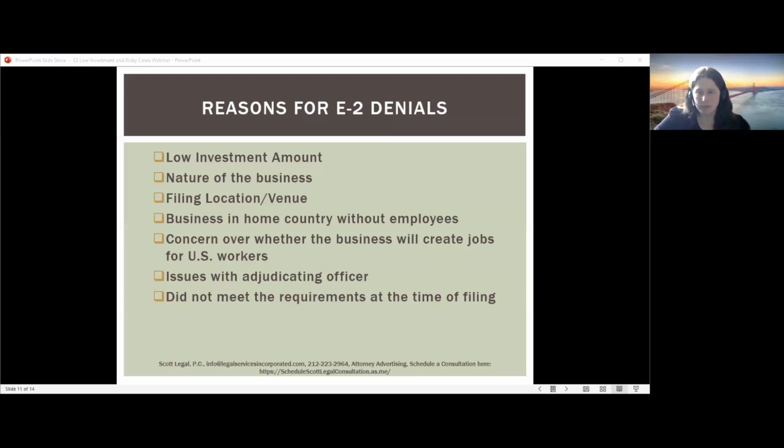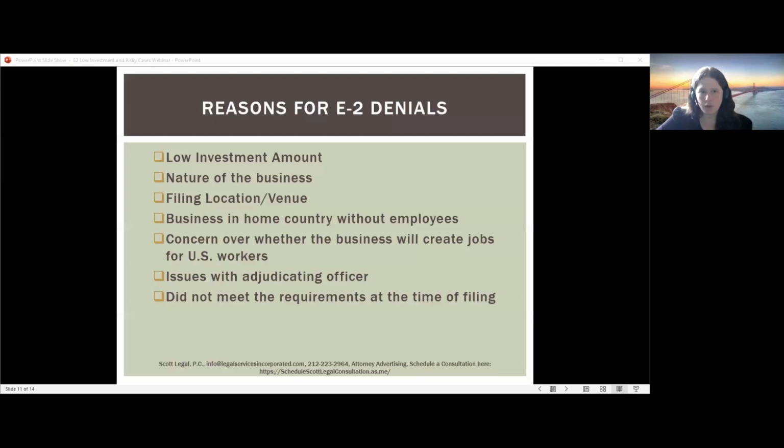So we advised them on how to increase the investment amount in a way that made sense for the business. And then they were able to successfully get the visa. But as well, there are some venues that just are not as receptive to low investment amounts.